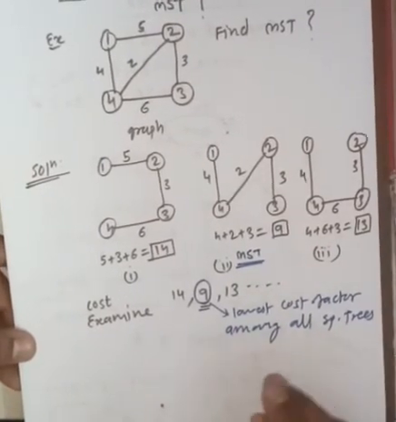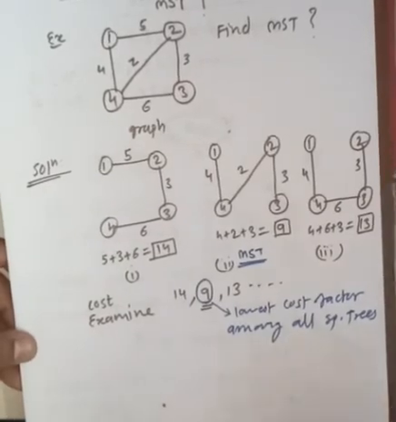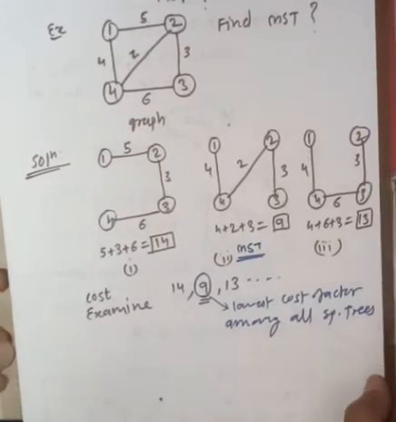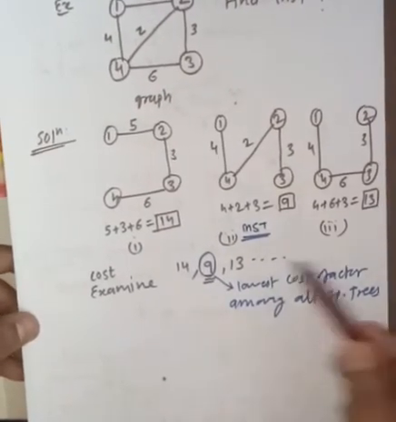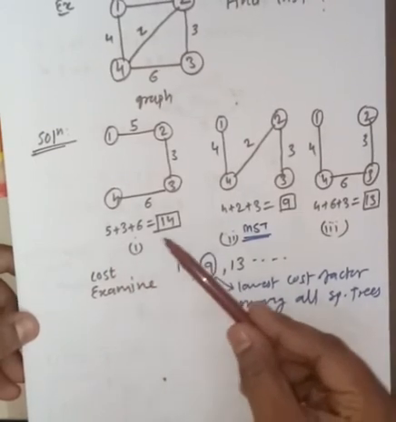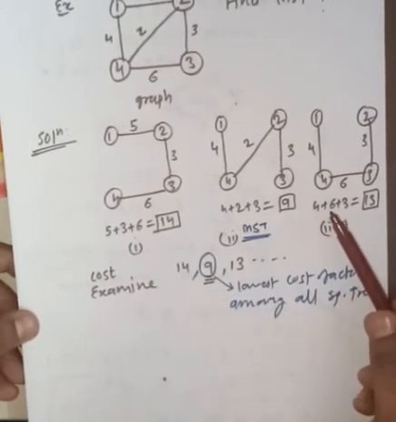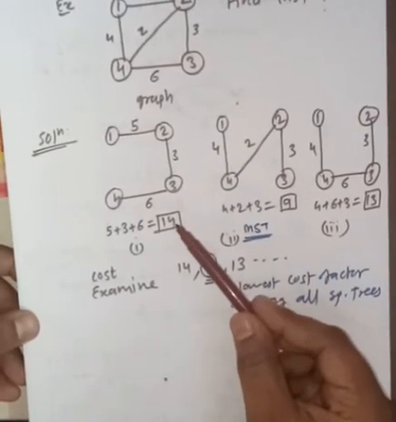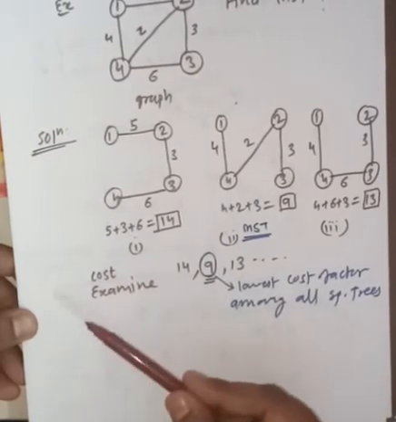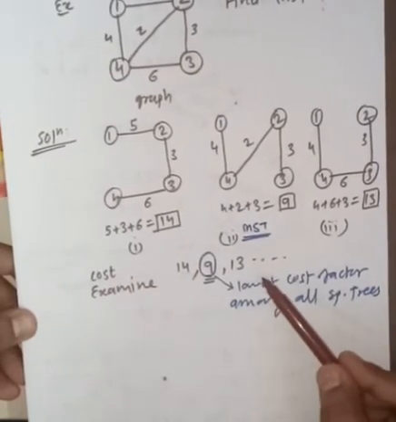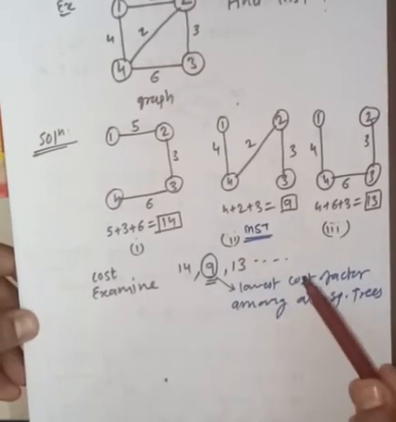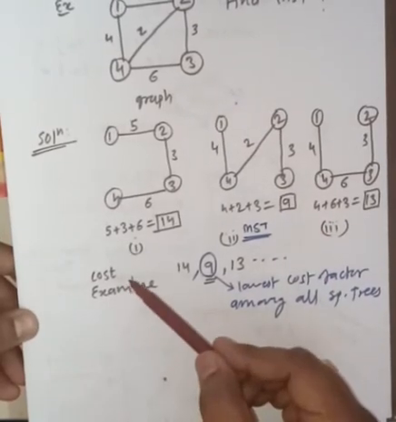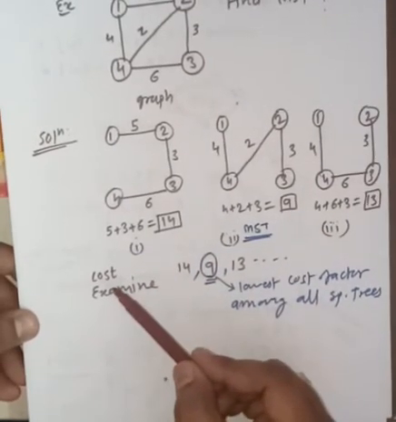But in this method there is a huge drawback, or you can say it is very tedious to go with this approach. By following this approach, we need to generate so many different spanning trees, and with respect to each spanning tree we need to calculate the cost. Then in the third step we need to compare and examine the costs and find the lowest value, and the lowest cost factor will decide the minimum spanning tree among all the different solutions we obtain.